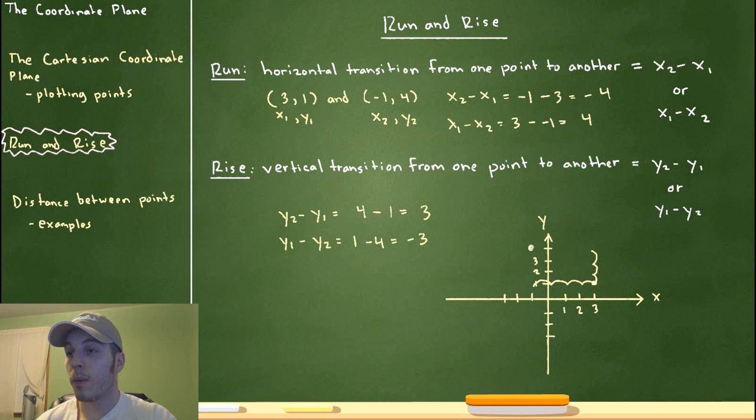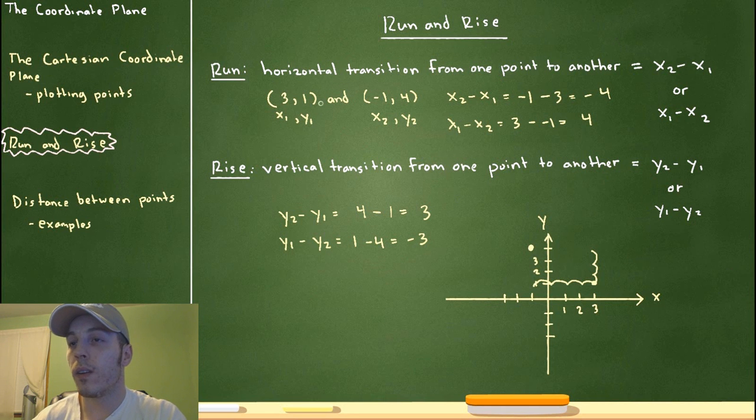But if you're looking at this point and you wanted to get to the height of the other point, you'd have to move down 1, 2, 3. And that's where the negative 3 comes in. Okay, so that is the run and the rise. Again, these are their own concepts that don't need slope really to be defined. I mean, they have their own definitions here. Okay, so that's run and rise.